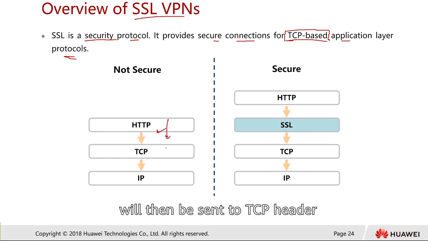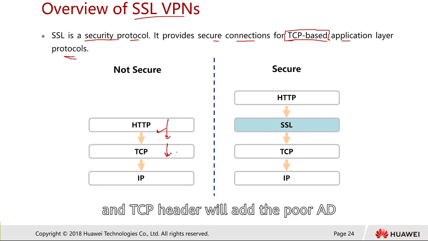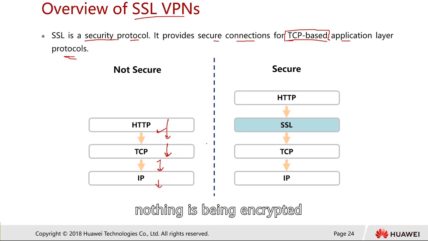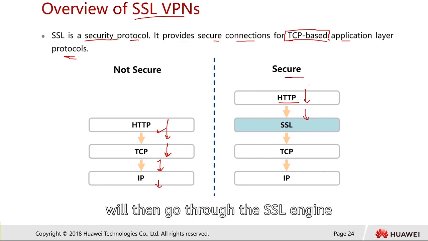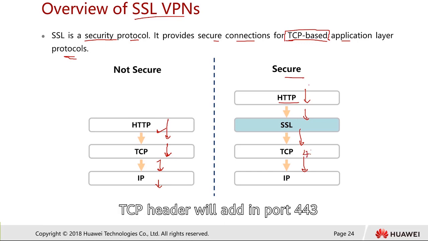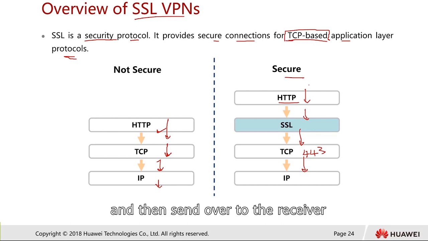HTTP traffic will then be sent to the TCP header. The TCP header will add port 80, and then it will add the IP header, source and destination, and send out the packet. Nothing is encrypted. But as opposed to that, for secure traffic, the data within the HTTP will go through the SSL engine, which will encrypt the data, then add on the TCP header and the IP header. In the TCP header they will add port 443 and then send it over to the receiver.